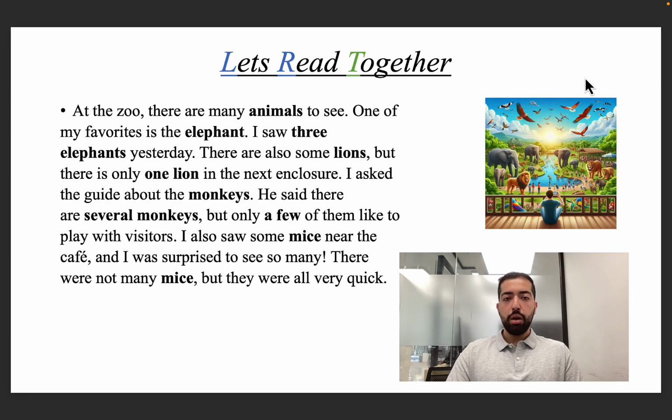Okay. At the zoo, there are many animals to see. Animal, singular, animals, plural. One of my favorites is the elephant, singular. I saw 3 elephants yesterday. There are also some lions, but there is only 1 lion in the next enclosure. I asked the guide about the monkeys. He said there are several monkeys. Several means many, but only a few of them like to play with visitors. I also saw some mice near the cafe. Mice is the plural form of a mouse, and I was surprised to see so many. There were not many mice, but they were all very quick.